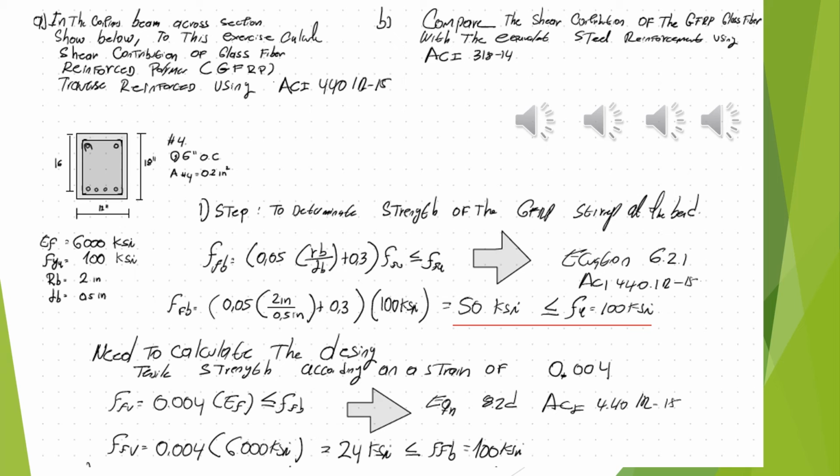Following the equation, we now need to calculate the design tensile strength based on the strain. This is the limiting tensile strength that was mentioned in the previous slide. There's a potential to increase it with the development of more accurate models. Using a strain of 0.004, we were able to calculate the design tensile strength of 24 KSI.